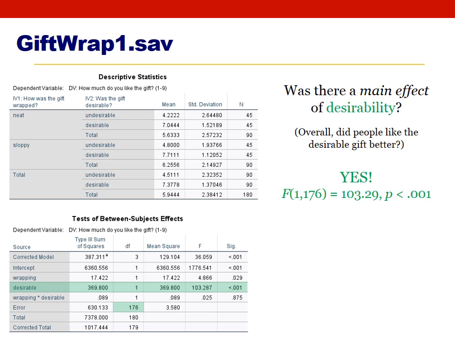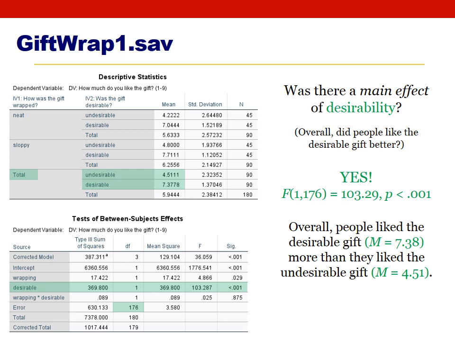Which of the two gifts did people like better? To answer that question, we go back up to the descriptive statistics table, and we have to find the total means for the two different types of gifts. Those can be found at the bottom of this table. So the total mean for undesirable gifts was 4.51, and the total mean for the desirable gift was 7.38. As we expected, regardless of how it was wrapped, people liked the desirable gift better than the undesirable gift.